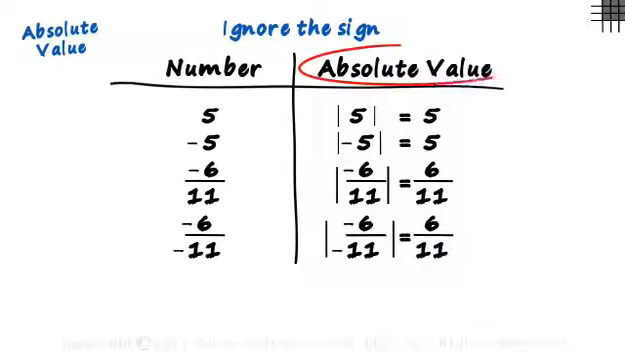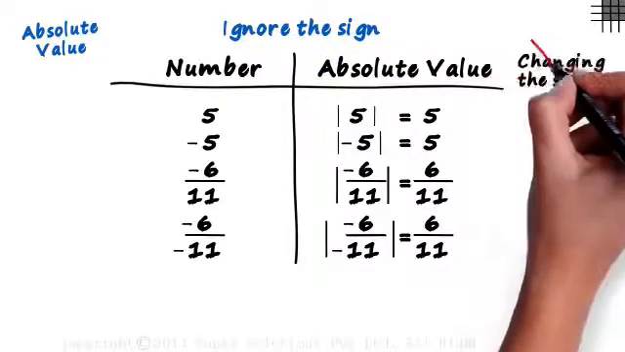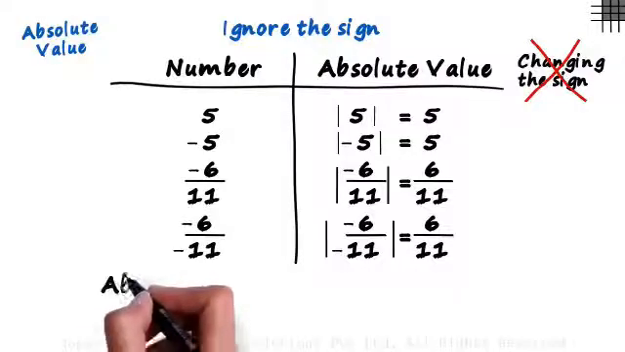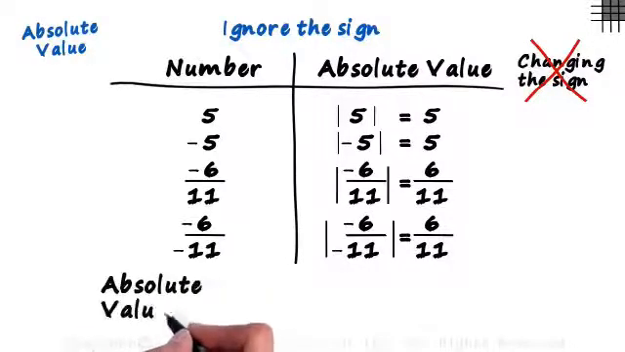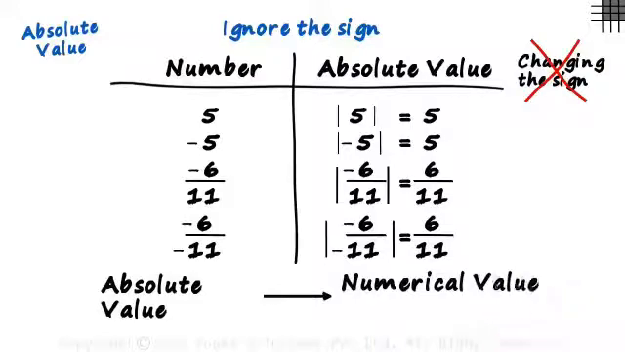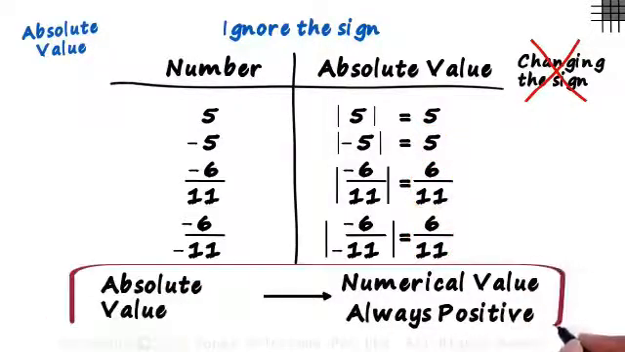Many students think absolute value is changing the sign. But that's incorrect. We're just ignoring the sign. There is another way in which you can look at the absolute value. The absolute value will be the numerical value of the number without its sign. And observe the answers of the absolute value. They're always positive. So is this always true?